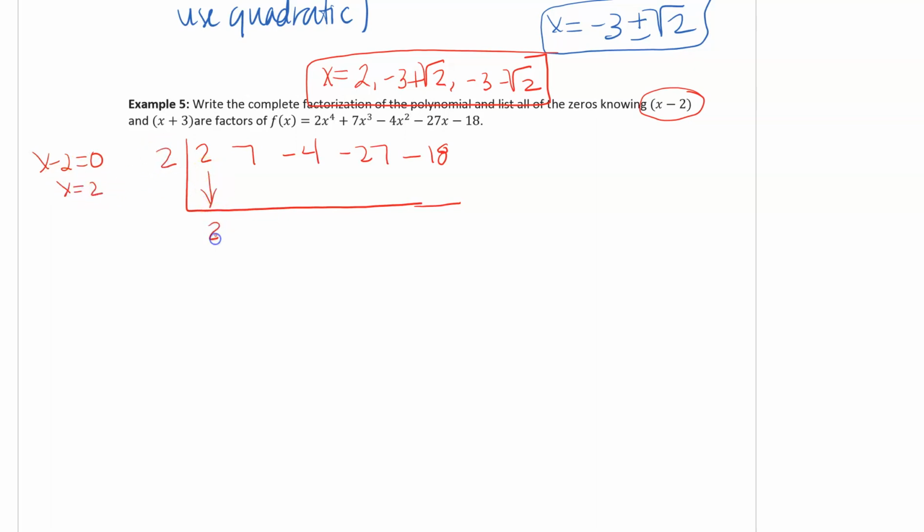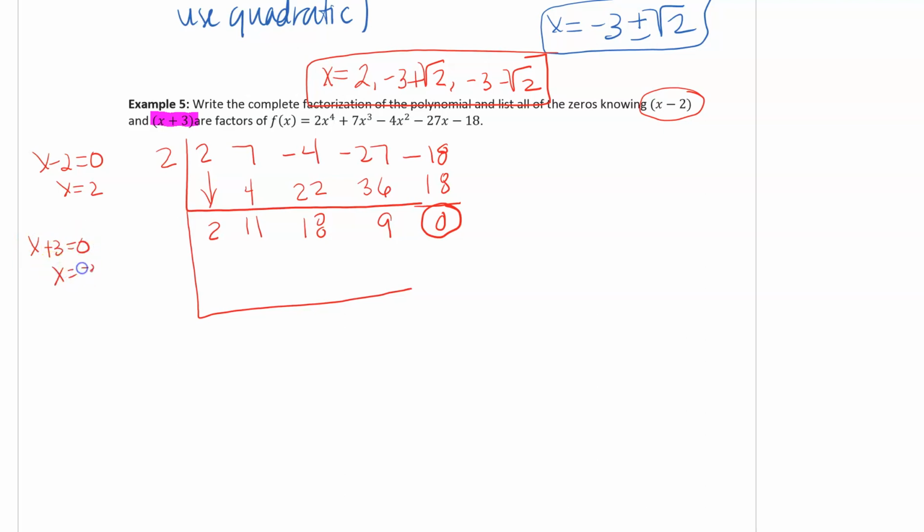I bring it down. I'm going to multiply and then add. Multiply, add, multiply, add, multiply, add, and I get 0 remainder. And I should, because they said that that is a factor. Now when you go to do your next factor, this x plus 3, start with where you left off. Do synthetic again on your result. So I'm going to take x plus 3 equal to 0, and I'm going to solve it out, so it gives me negative 3. So it's going to go on the outside.